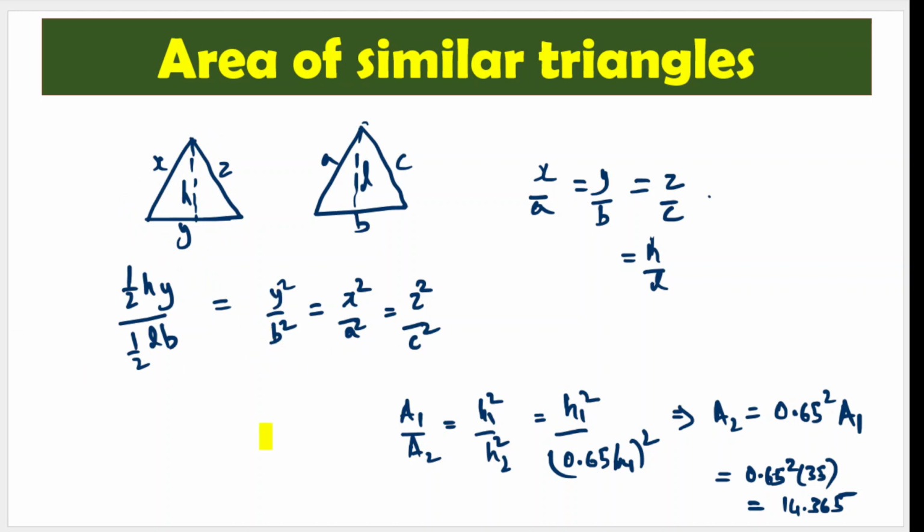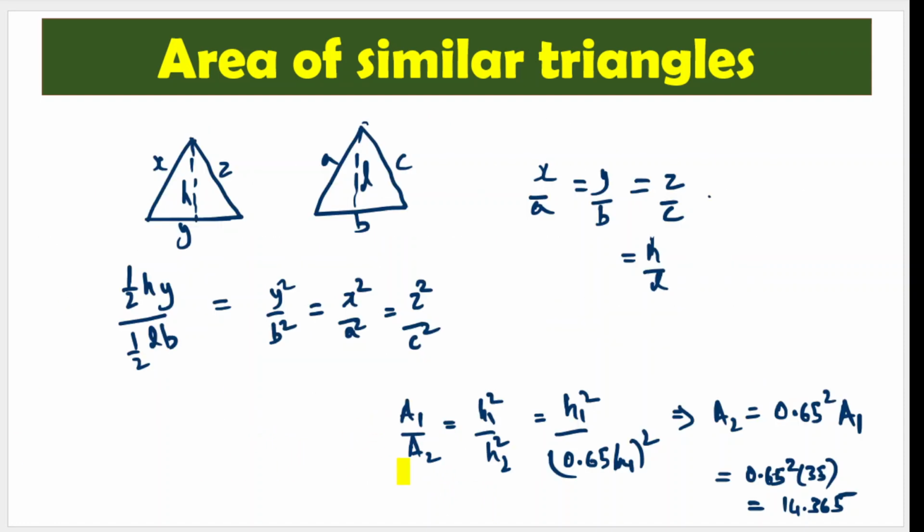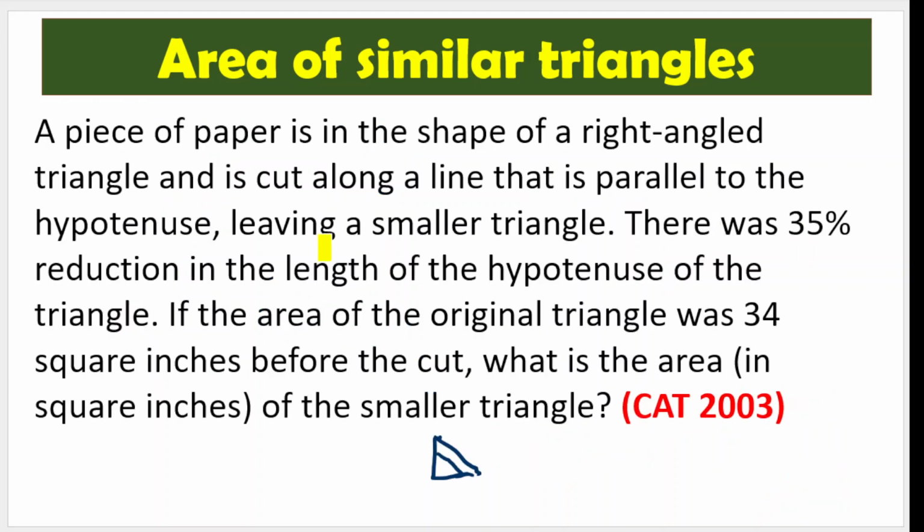Now in this problem, we are given one original right angle triangle. Let's say the original area is A1 and the original hypotenuse is H1. So A1 by A2, the original right angle triangle and the smaller triangle, the ratio of areas should be equal to the ratio of the squares of their sides. Hypotenuse is also a side. So it is H1 square by H2 square. And H2 is 0.65 times H1, since there is a 35% reduction in the length of the hypotenuse.